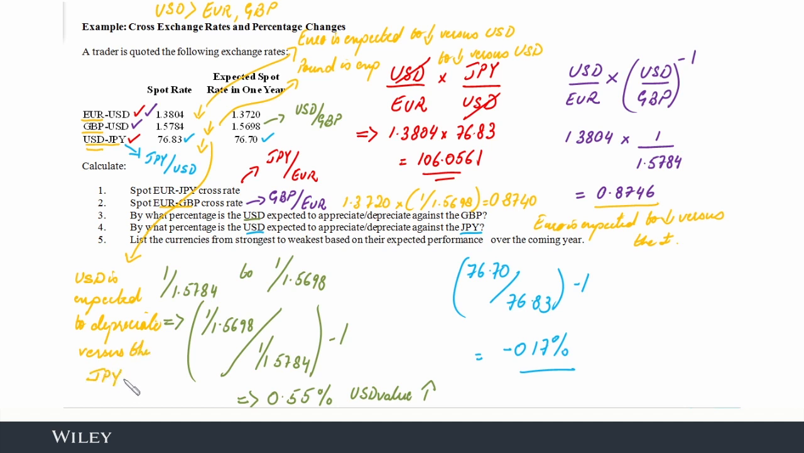So in order to rank the currencies from strongest to weakest based on their expected performance, you know that the yen is the strongest because it is expected to appreciate against the dollar, and the dollar is expected to appreciate against the euro and the pound. At number 2 is the dollar, which is expected to appreciate versus the euro and the pound. And finally, between the euro and the pound, you know that the euro is expected to depreciate versus the pound, so the pound comes in third and the euro comes in fourth.